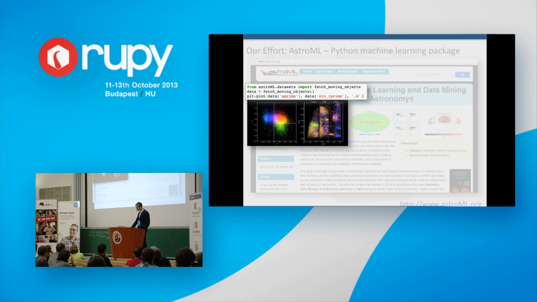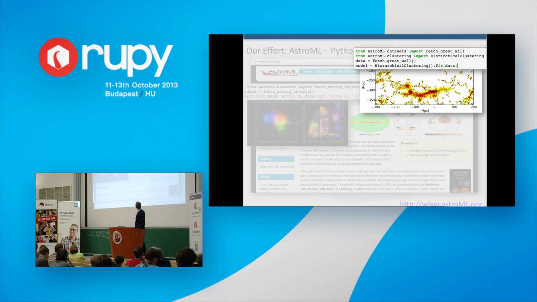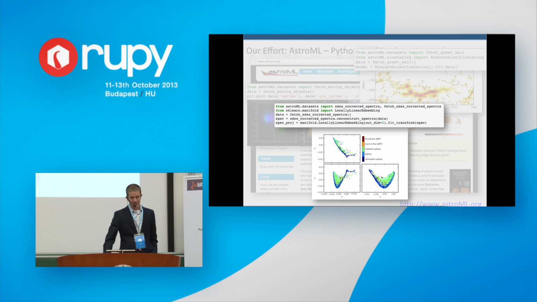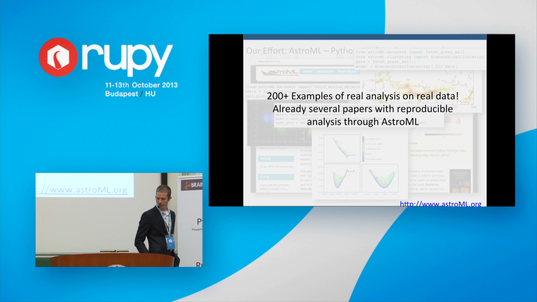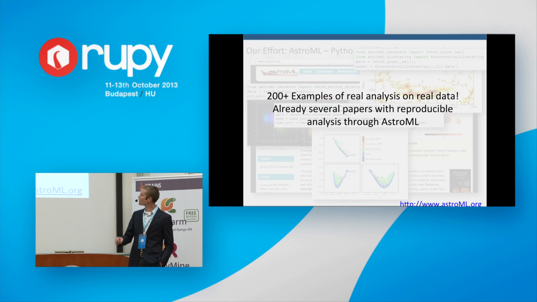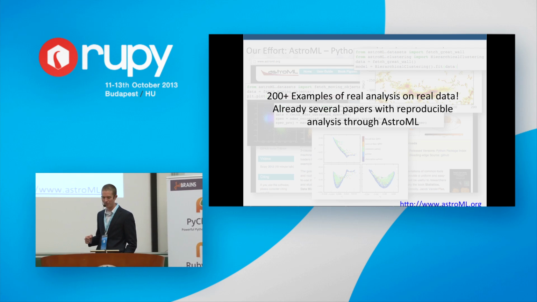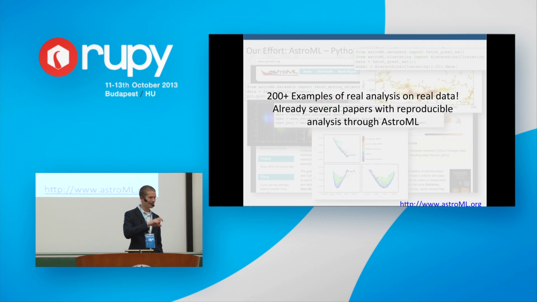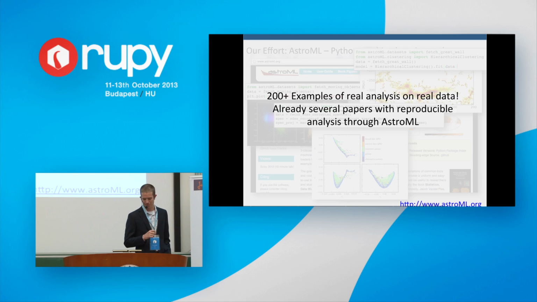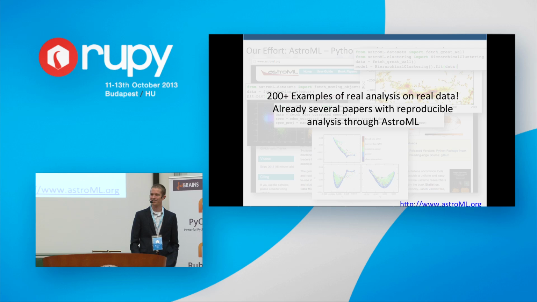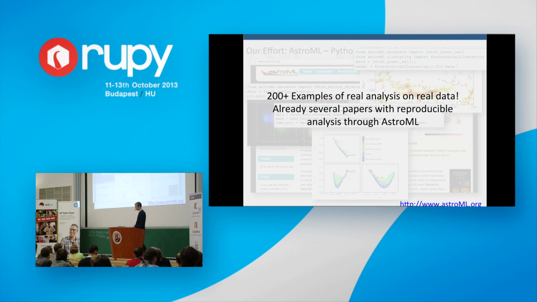Just to show you there, we have examples of different analyses with the code that loads the data and does the analysis, and then we have plots. I'll just spin through it because I'm out of time. But essentially, we have 200 plus examples of real analysis on real data. And the thing I'm excited about is we already have several papers that have been published where the plots, the analysis and the data from the paper are on AstroML. This is something we're pushing for, hoping that it'll change astronomy for the better.